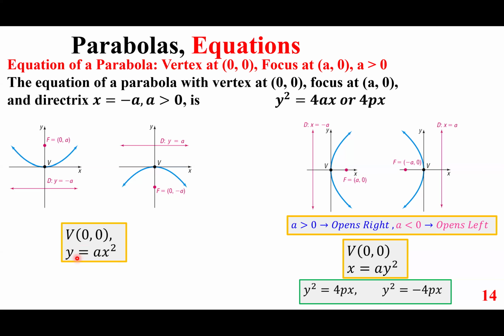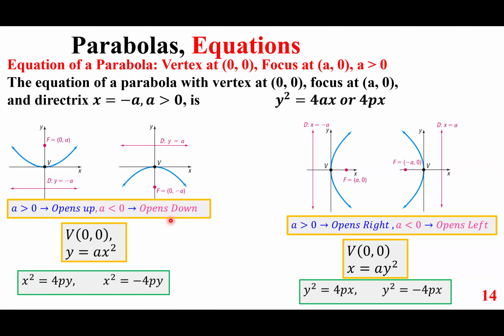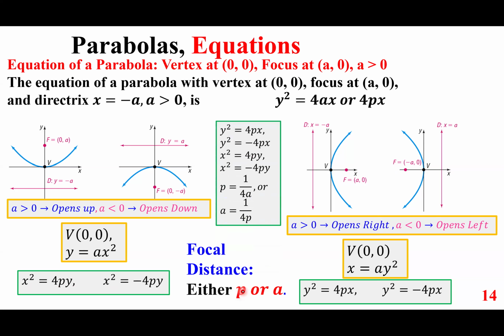So the formula is y equals a x squared. A is positive, opens up, negative opens down. Or we can write it in this format, the format of this section or course for that matter, x squared equals 4py or x squared equals minus 4py. What is important is the following. We are going to call the focal distance mainly p. In many texts, as I mentioned, they call it a. I highly recommend you go with p. This way we don't mix them up.